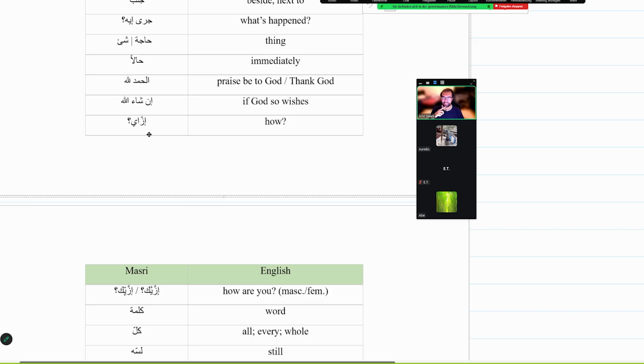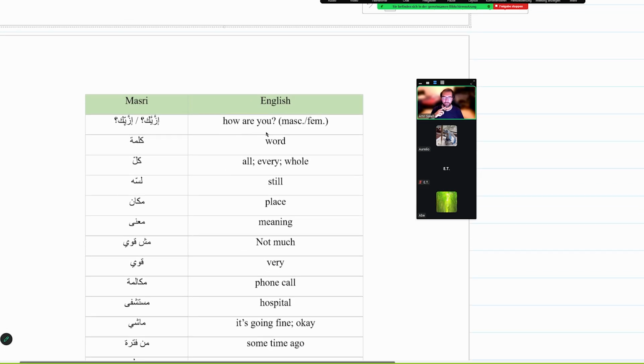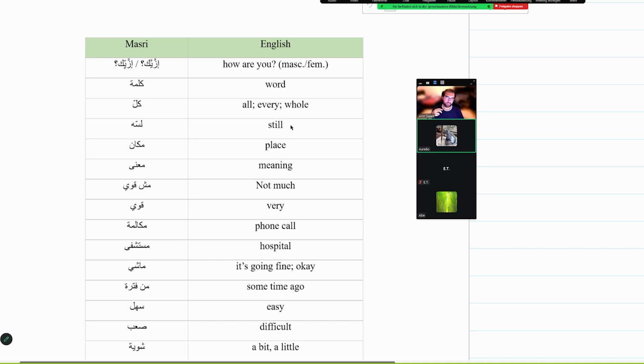How is izay? How are you? It's going to be izayak, or if it's a female, then izayik. Word is kilma, comes from the word kalam, means speech. All, every, whole, all of them is just the word kol. Still is lissa. Notice as well that when you find this diacritic here, it's called shadda. This means that the letter is going to be pronounced double.